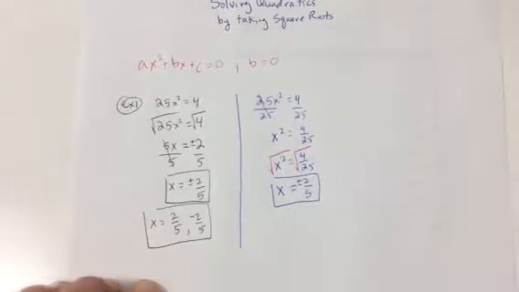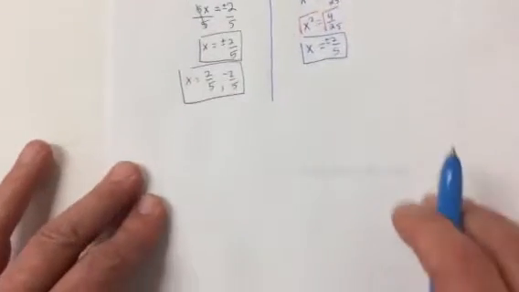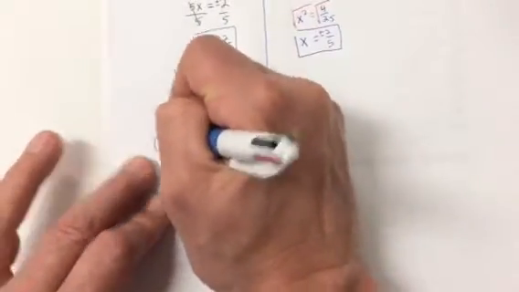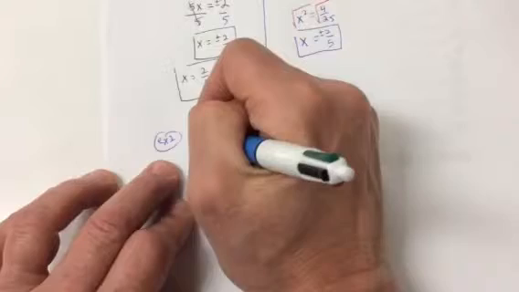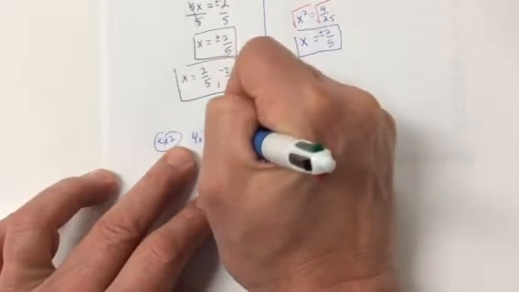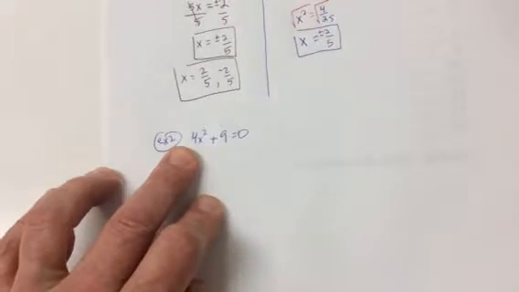Let's do another one of these. Let's do example 2. Example 2, let's do 4x squared plus 9 equals 0.